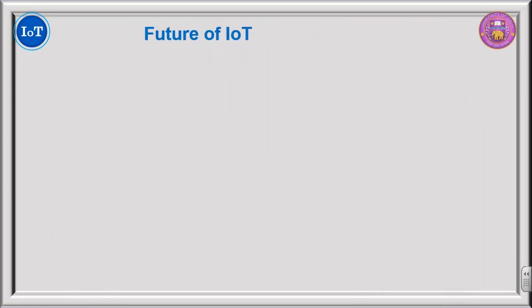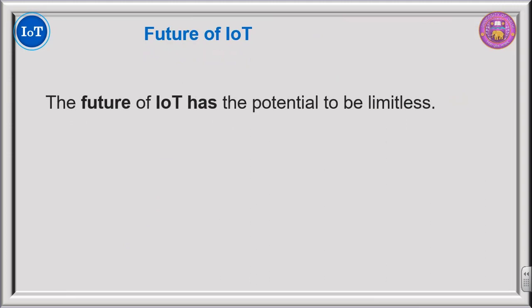What is the future of IoT? The future of IoT has the potential to be limitless. We cannot determine today what is going to be included in IoT. It appears that this particular concept is going to control the whole world.